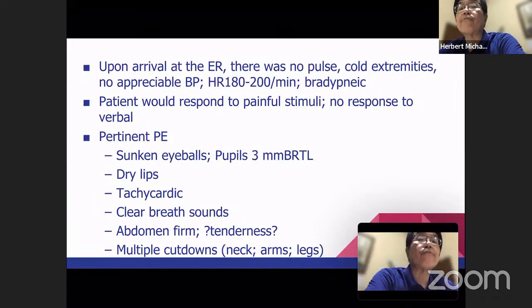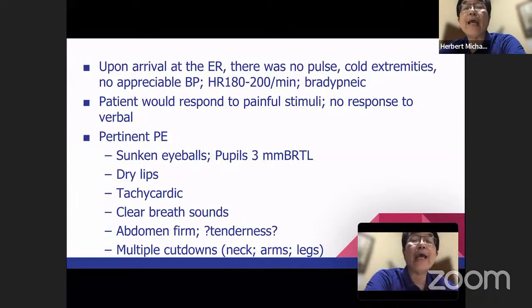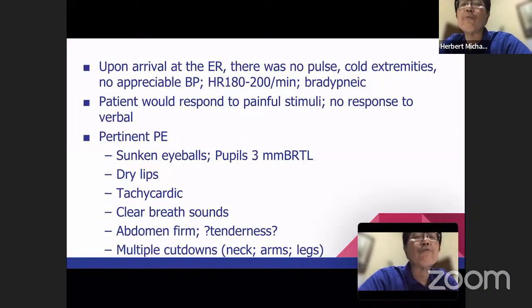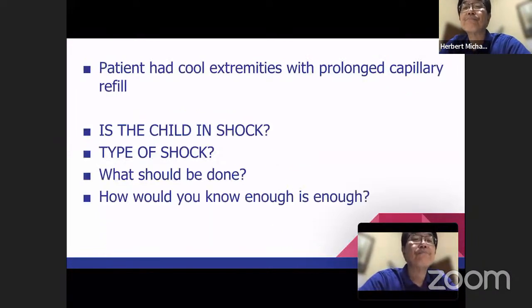The pupils are 3 millimeters, still briskly reactive to light. The patient has dry lips, tachycardic, clear breath sounds. The abdomen seems to be firm. We cannot tell if the patient has response to tenderness, but sadly, this patient has multiple cut downs on the neck, the arms, and the legs. So this is going to be a challenge, how to put an access. The patient has cool extremities with prolonged capillary refill.